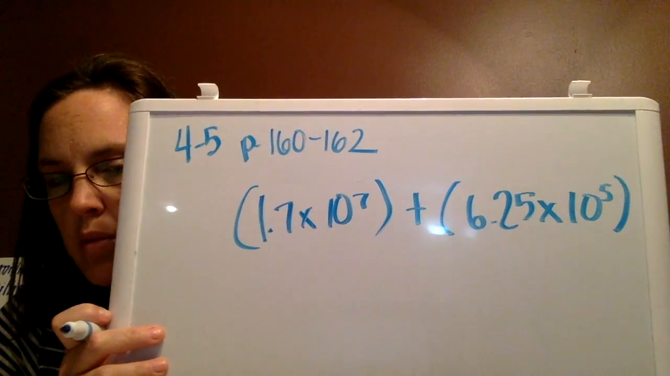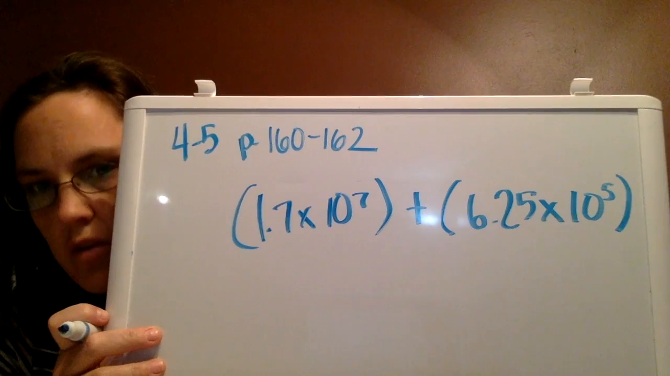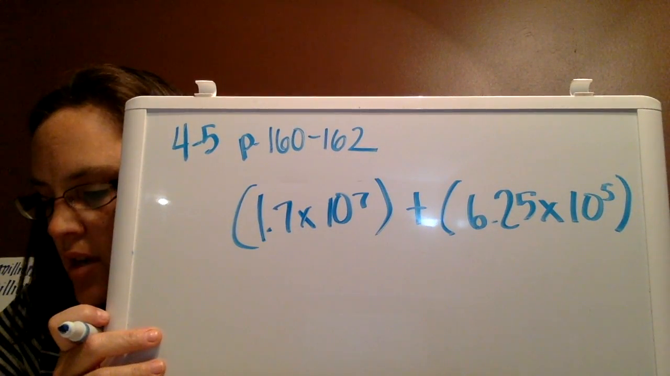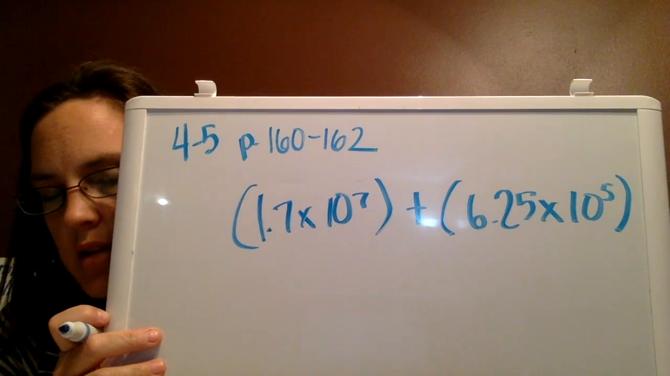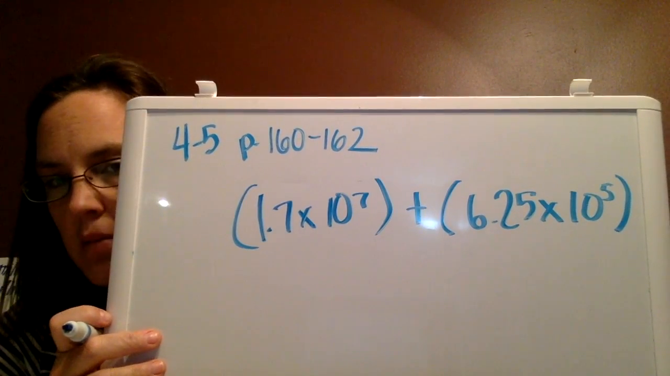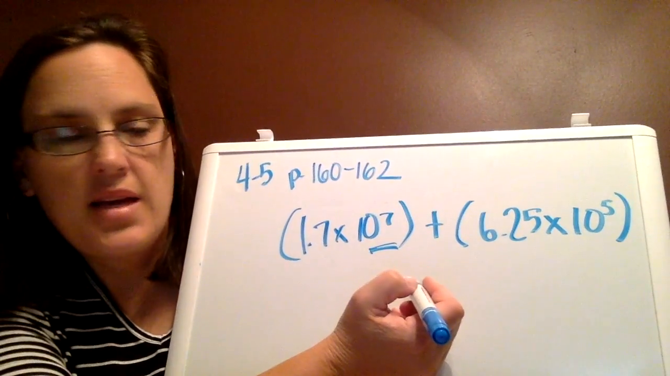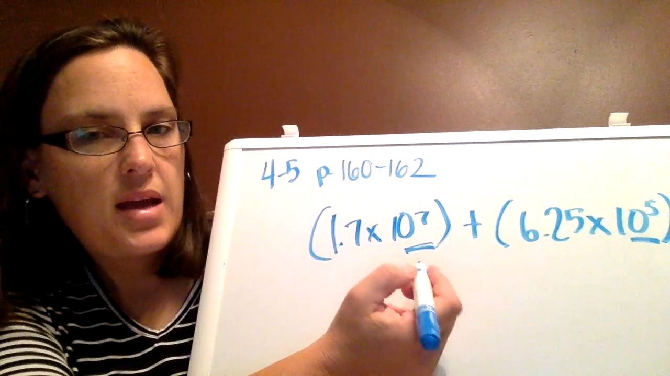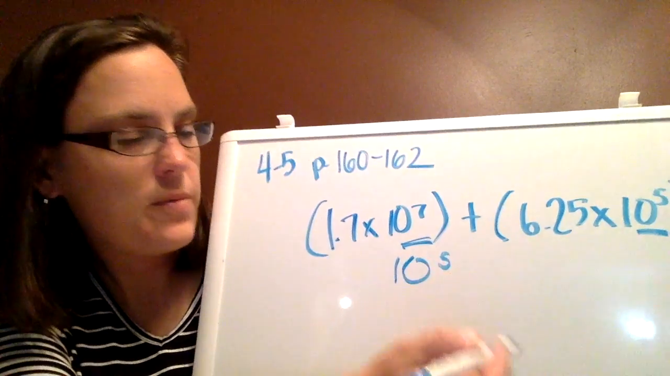I've done a few of these problems with you in our one-on-one time, so hopefully this is just a refresher for you on adding scientific notation problems. The same rules apply to subtracting as well. We have to have that common exponent or that common power with the same base and the exponent. So it really doesn't matter if you make both of them 10 to the 7th power or 10 to the 5th power. Let's just make 10 to the 7th power 10 to the 5th power.